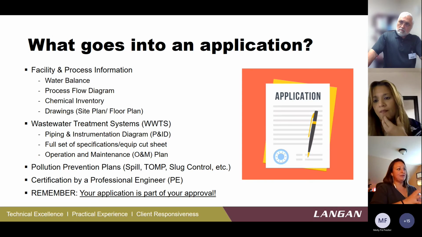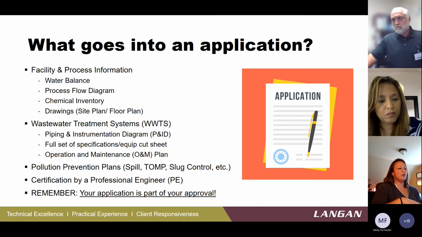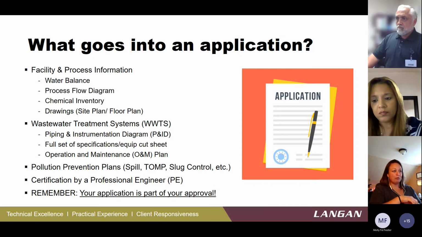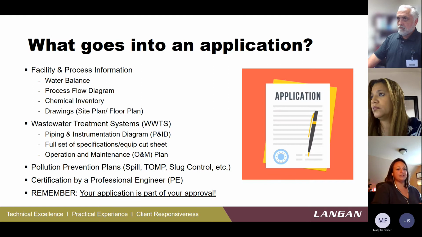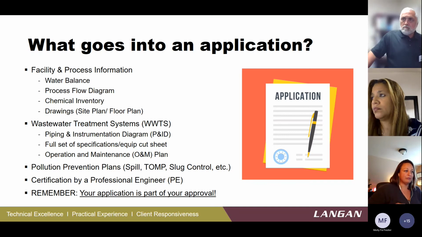Your wastewater treatment system, if you need one. They'll want your piping and instrumentation diagram, your specification and cut sheets on your system, your O&M plan, any pollution prevention plans that are required. There's almost always a spill prevention and control plan, which is different than an SPCC because it'll address just chemical use in your facility and how you're going to make sure it doesn't go out into your wastewater. A TOMP, which is a toxic organic management plan. That's also more geared towards a 40 CFR 433 metal finishing facility.